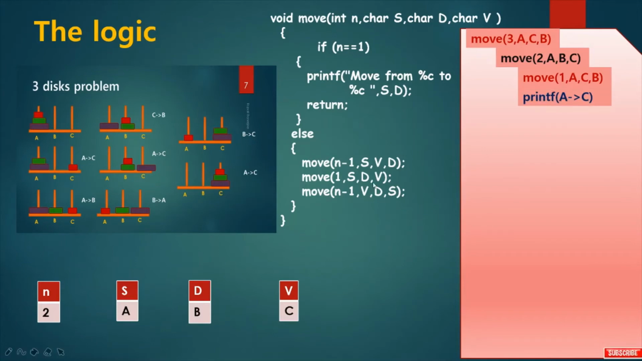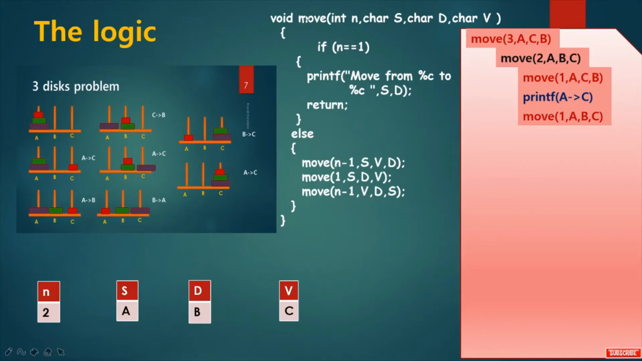Next this line. Move 1 is DV. So call the function move. It is 1. Then S, what is S? S is A. What is D? D is B. What is V? V is C. So move 1 A, B, C.